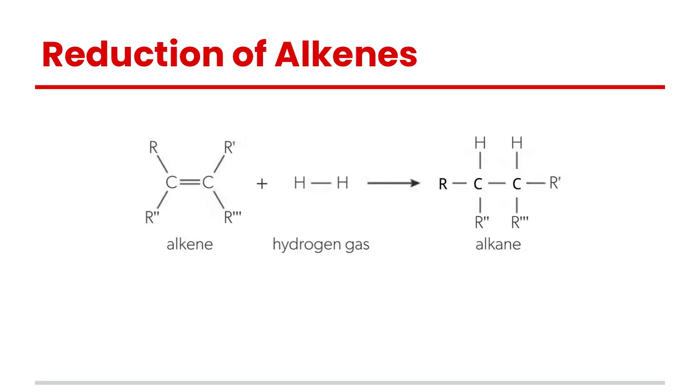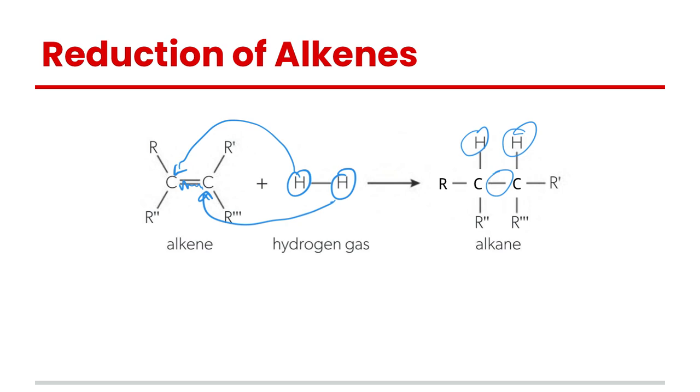Now, similar to alkynes, we can also reduce alkenes. So this kind of looks like maybe the second step of the alkyne to alkane process. An alkene can be reduced with hydrogen gas down to an alkane. So essentially, one of the hydrogens here will get added to one carbon, the other hydrogen to the other carbon, and then one of these bonds is broken to create the single bond, and the hydrogen's added here.